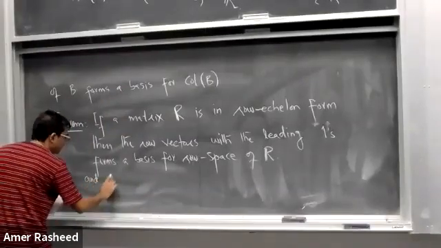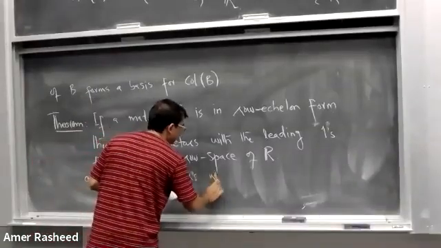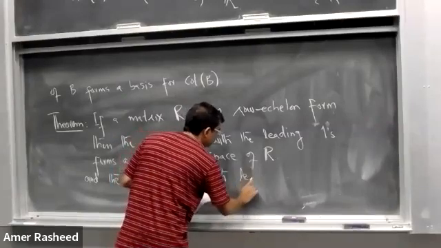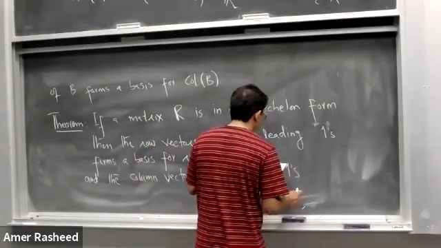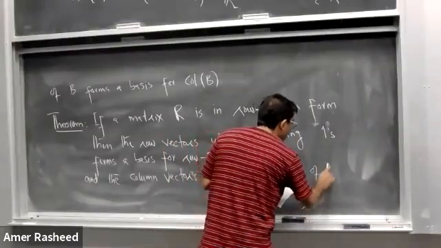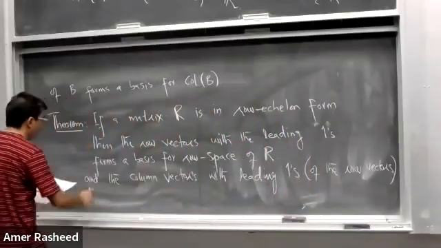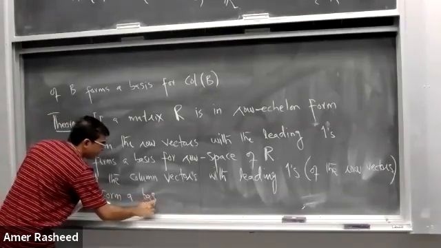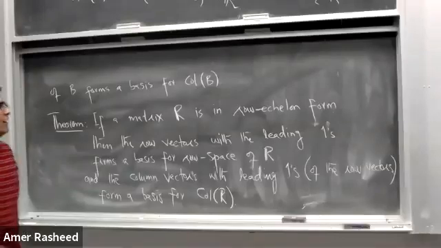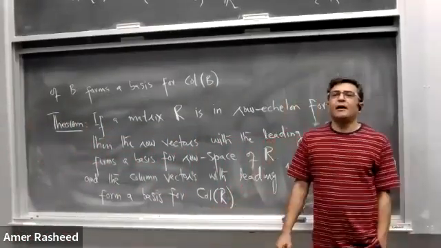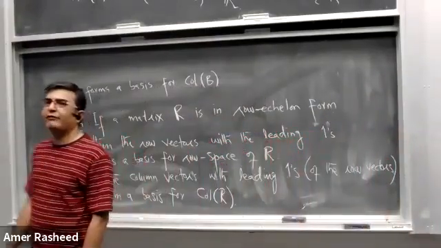And the column vectors with leading ones of the row vectors form a basis for the column space of R. Okay. Now this result has basically removed our confusion about how to find the basis of a row space and column space of any matrix.